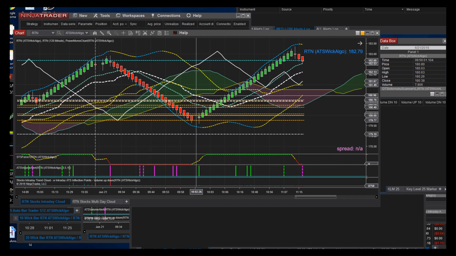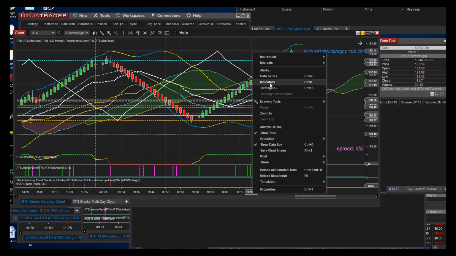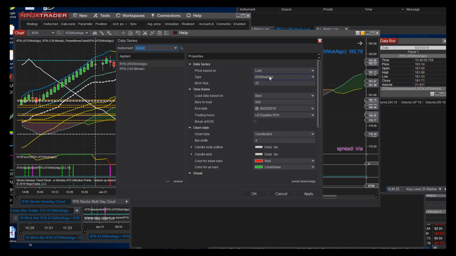Going to reload this template. We got 2 items on it. The Algo wick set to 25, the 120 minute loaded, and remember when we looked at our 2 hour before, no break in today. That's key on this. Very, very key. And we don't have any candles plotting on the 2 hour. We don't need to see them. We just need to create our intersections.